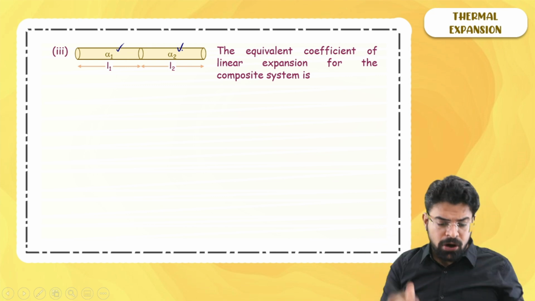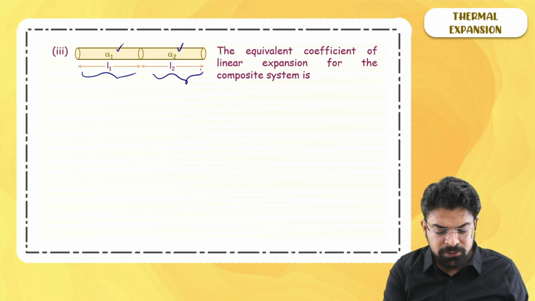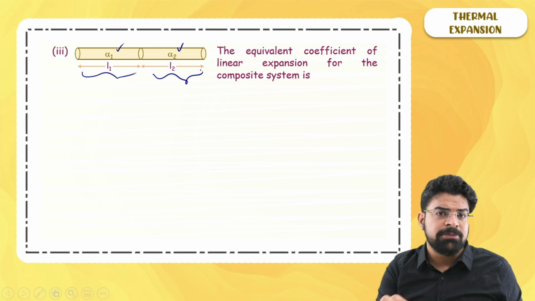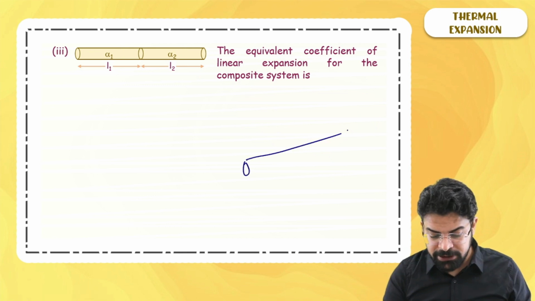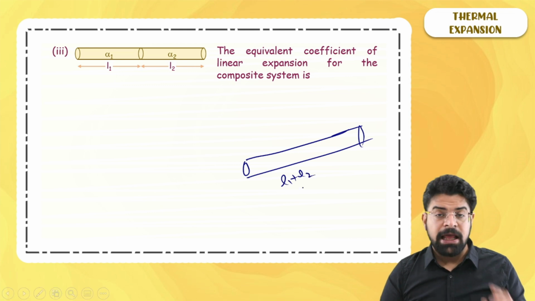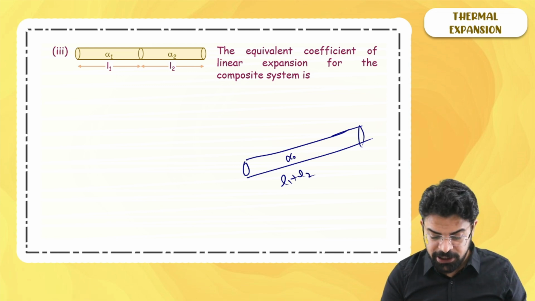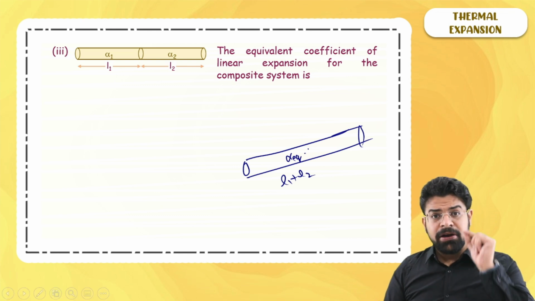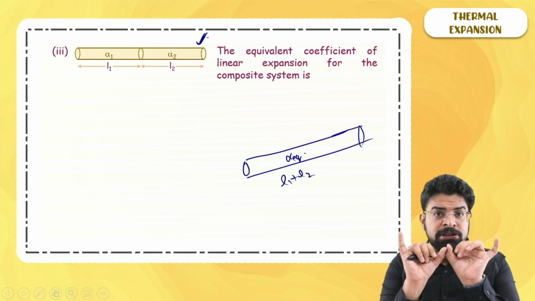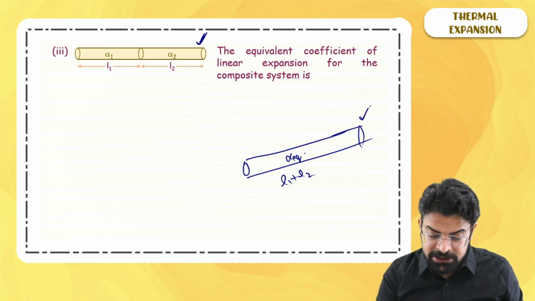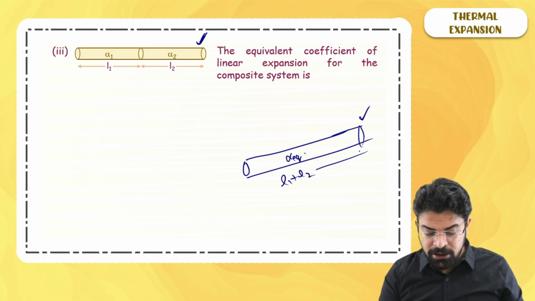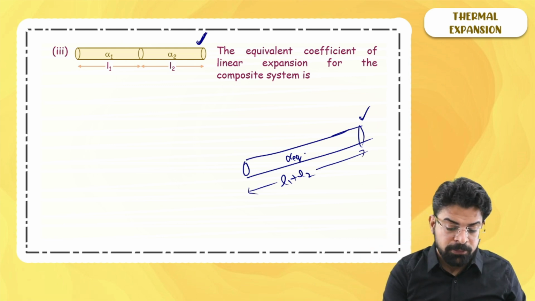This single rod has a length L1 plus L2, and let's say this single rod has a coefficient of linear expansion alpha equivalent. On the increase in temperature, the increase in the length of this composite system should be the same as the increase in length of the single rod. Then I will say this single rod is the equivalent of this composite system.